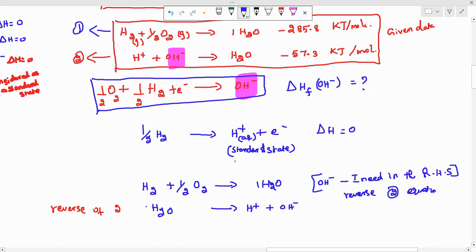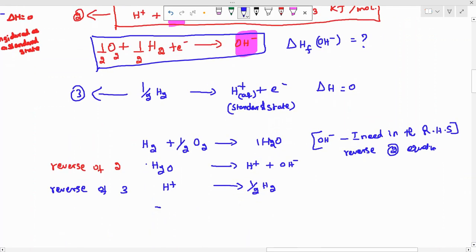After that, look at one more thing. H plus is extra, so I have to cancel that H plus. That's why I'm going to reverse the third equation also, because H plus is extra on the right hand side. The needed equation does not have H plus at all. So to cancel that, I'm going to take reverse of 3. Then the reverse of 3 will be like this: H plus and then half H2. Now I am adding all these equations: first equation, second equation, third equation.